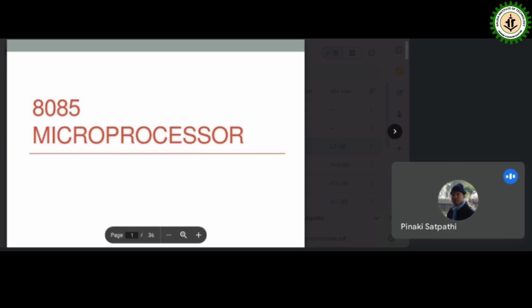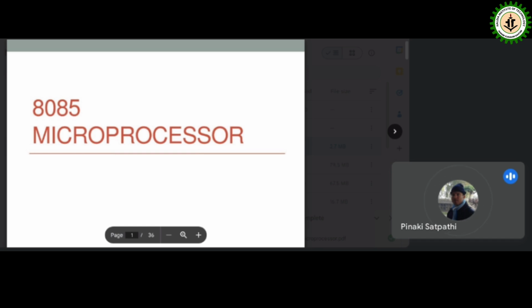Basically, we have types of microprocessor. One is the 8-bit microprocessor. Next is the 16-bit microprocessor. Next is the 32-bit microprocessor. And another is the 64-bit microprocessor. In an 8-bit microprocessor, the width of the data bus is 8 bit. The different types are Intel 8008, 8080, 8085, then Z80, MC6800, etc.